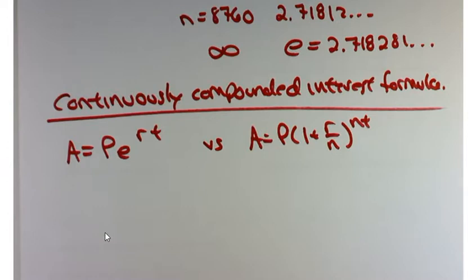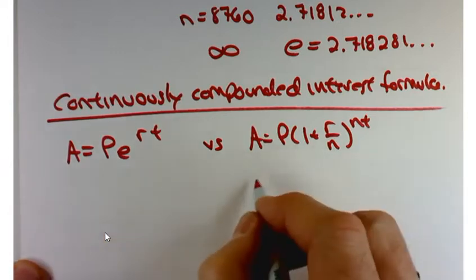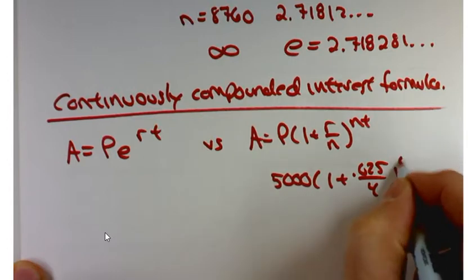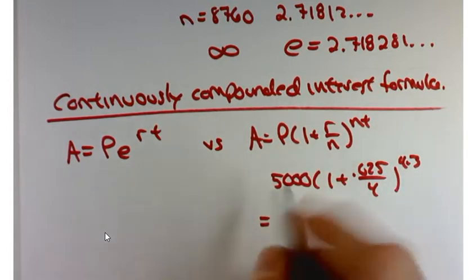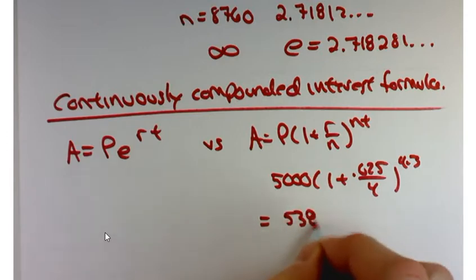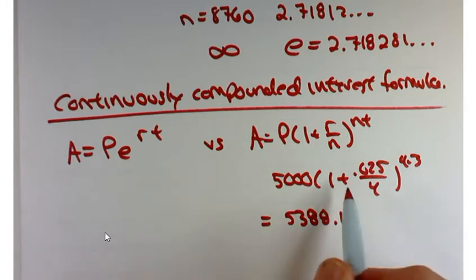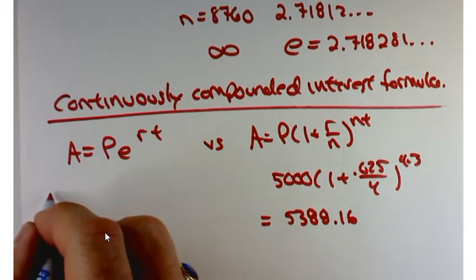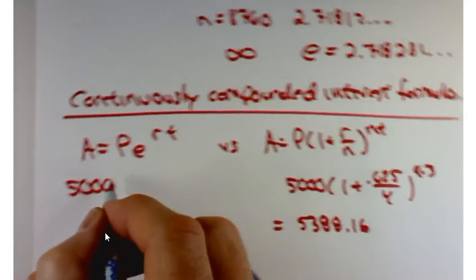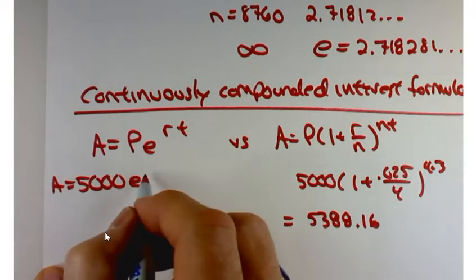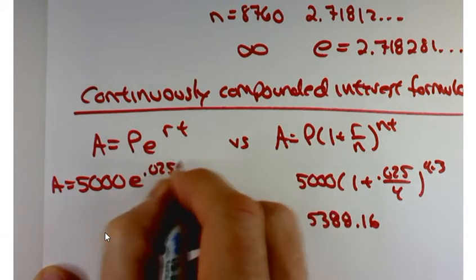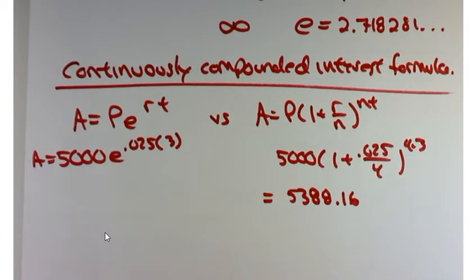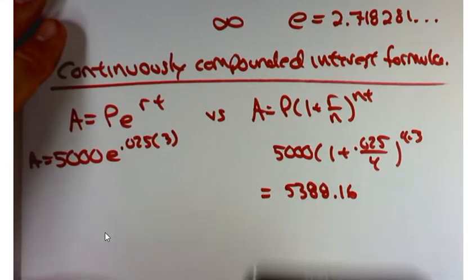So let's go back and take a look at our previous example. We had 5,000, 1 plus 0.025 over 4 to the 4 times 3 power. So when we were investing for college after OCC, we ended up with 5388.16. What if instead of getting interest compounded 4 times a year, what if we could get interest compounded continuously? So we're going to take that $5,000 and invest it at 2.5% interest, which is 0.025, for 3 years. How much money am I going to get now from my interest formula? Am I going to get a lot more money? Let's find out.